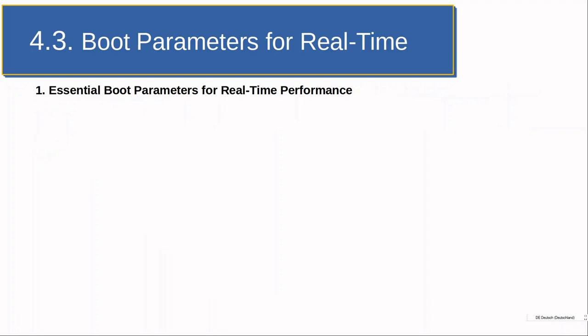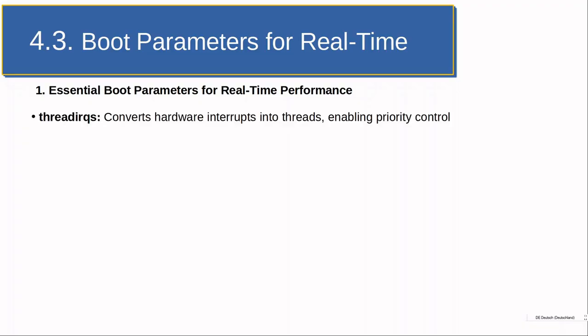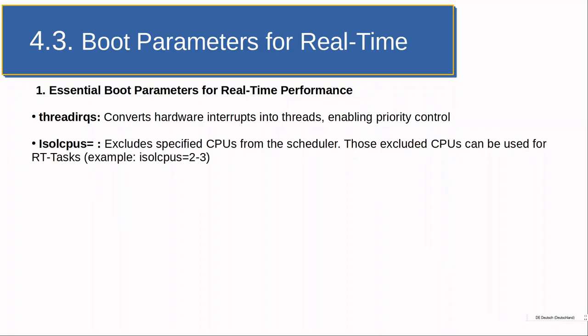So we'll have a look at the essential boot parameters for real-time performance. The first one is threadirqs, which converts the hardware interrupts into threads, enabling priority control. Second one is isolcpus, which excludes specified CPUs from the scheduler. And those excluded CPUs can be used for RT tasks.